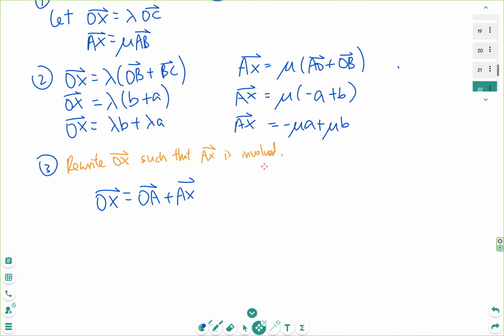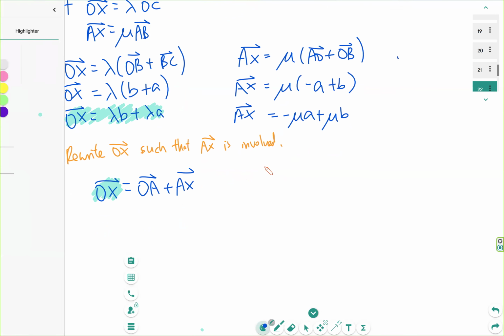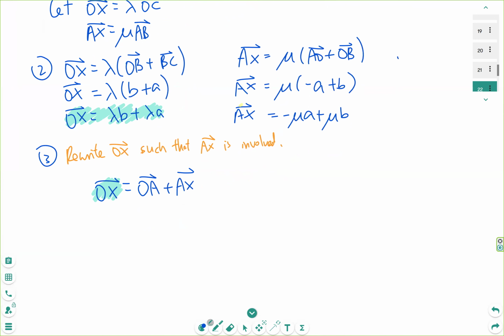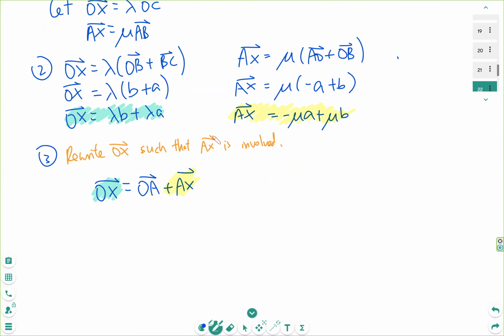Now, this is where we can use our previous equation. So OX, if I use a color coded, this OX, we can sub in here. Okay, different color, yellow. And this AX, guess where we can sub it in? Yes, you got it right, Dora the Explorer. So that's what we did. So OX is lambda B plus lambda A.